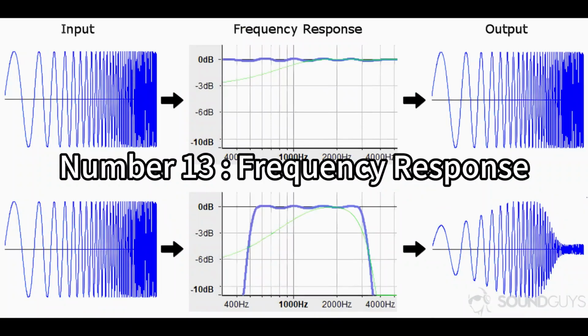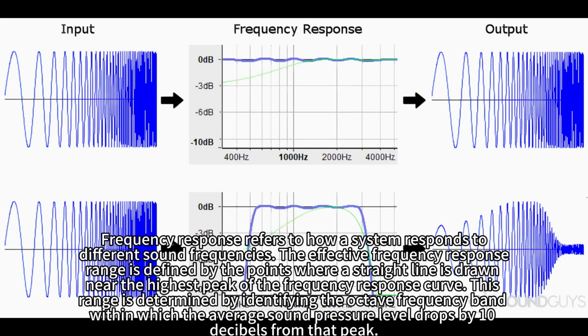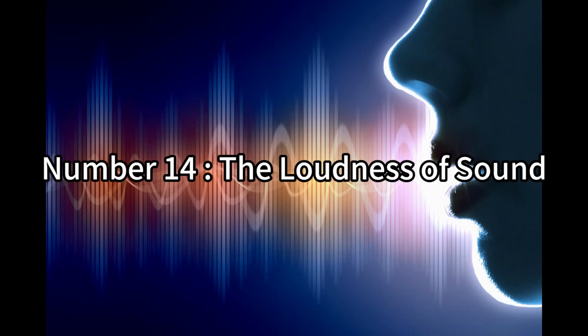Number 13. Frequency response. Frequency response refers to how a system responds to different sound frequencies. The effective frequency response range is defined by the points where a straight line is drawn near the highest peak of the frequency response curve. This range is determined by identifying the octave frequency band within which the average sound pressure level drops by 10 decibels from that peak.